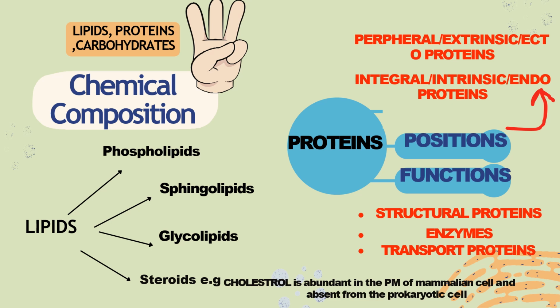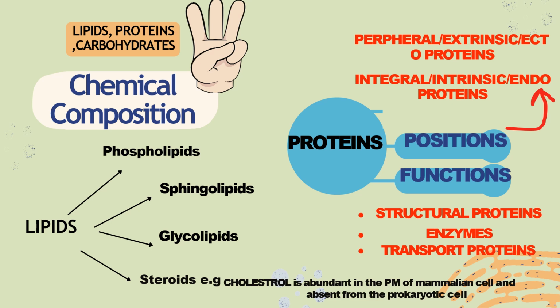Proteins. Proteins make up a significant part of the plasma membrane and are essential for many cellular functions. They are classified based on their position in the membrane and their function. Based on position: integral, or intrinsic, proteins. These proteins are embedded within the lipid bilayer and often span across the membrane. They help transport substances across the membrane and act as receptors. Peripheral, or extrinsic, proteins. These proteins are attached to the outer or inner surface of the membrane and mainly support the membrane structure and help in cell signaling.